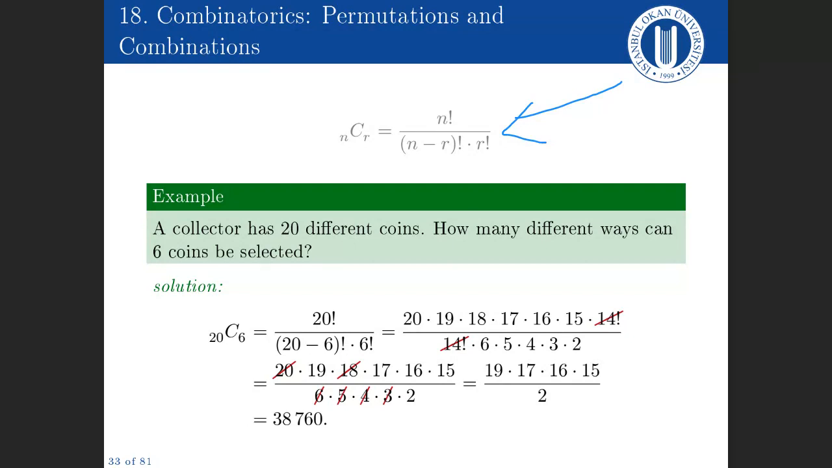For example, a collector has 20 different coins. How many different ways can 6 coins be selected? Because we don't care about the order that we select these 6 coins, we don't use permutations, we use combinations. The question is asking us to calculate 20C6. So we put 20 and 6 into the formula, and then I'm going to leave the calculation for you to check. Check it later and tell me if there's any mistakes here. I think the answer is 38,760.